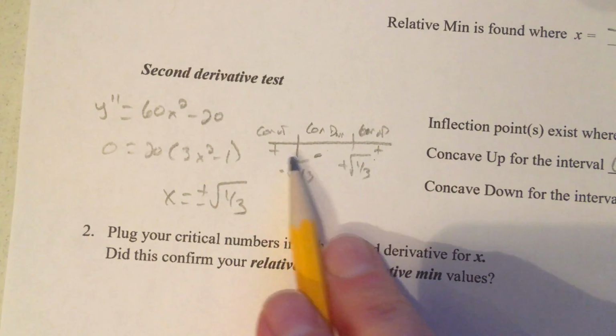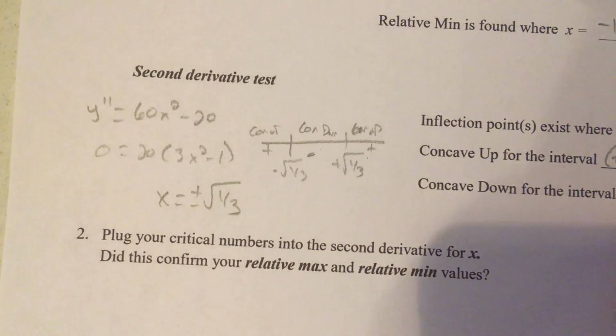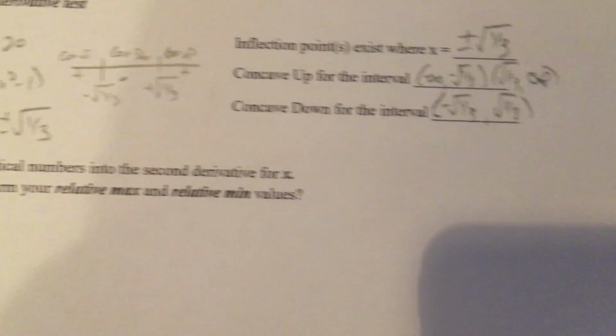And our points of inflection, well, we did have switches in concavity at both of those spots, so both positive and negative square root of 1/3 are points of inflection.